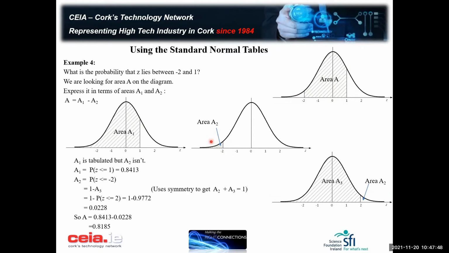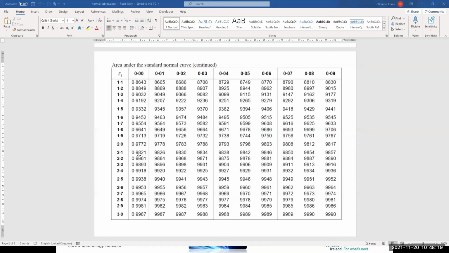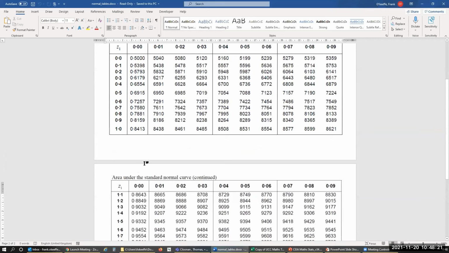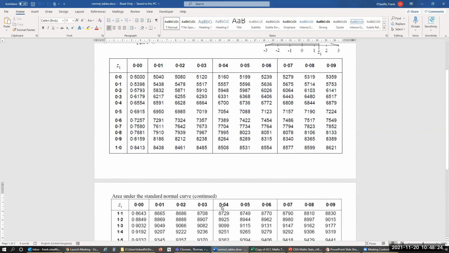So you've got, again, to use the symmetry of the function and say, well, here's an area which is the same as area A2, but it is tabulated. Well, it isn't actually, it's the area A3 that is tabulated, which allows us to work out area A2. So let's work through that. Area A1 is the probability that Z is less than or equal to 1. So let's look for that in the tables. And here it is, 0.8413.